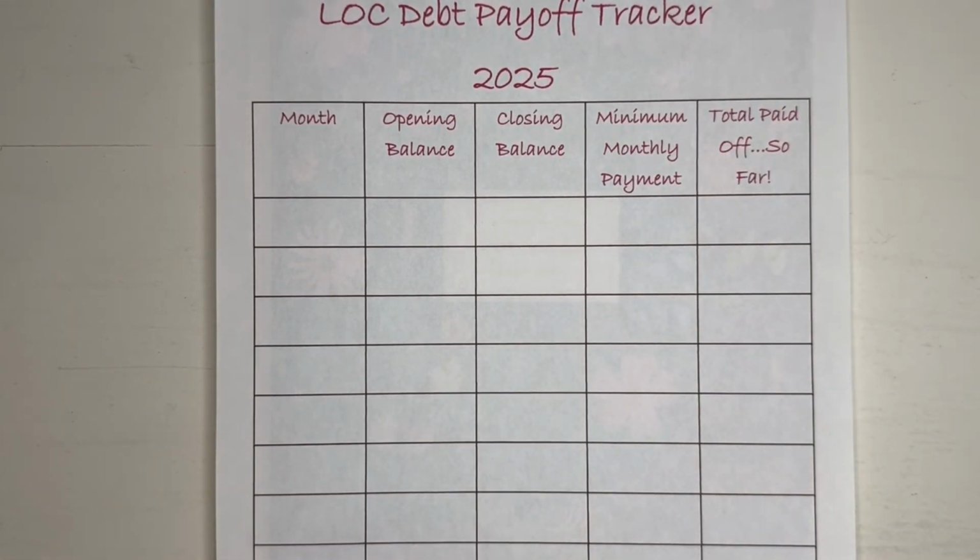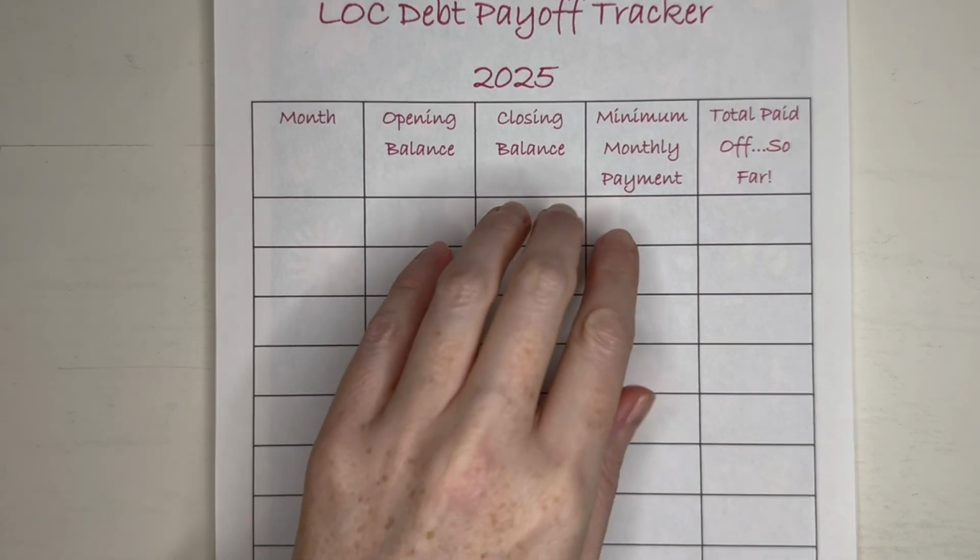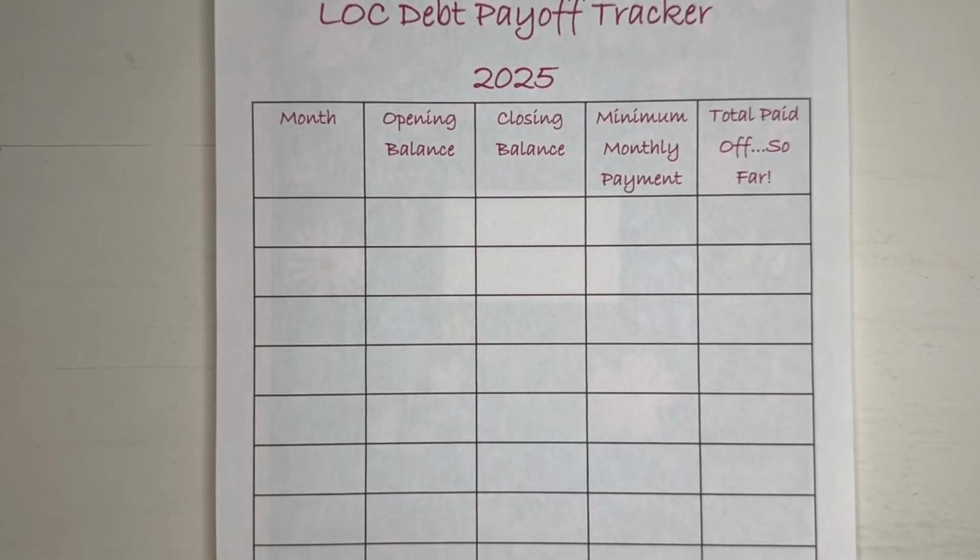It's very self-explanatory. I don't think you can get confused by it. I just want to keep track of the opening and the closing balance within each of the months, and the minimum monthly payment because that goes down every time, and then the total paid off because it's very satisfying to see that number get bigger while all three of these ones will be getting smaller.